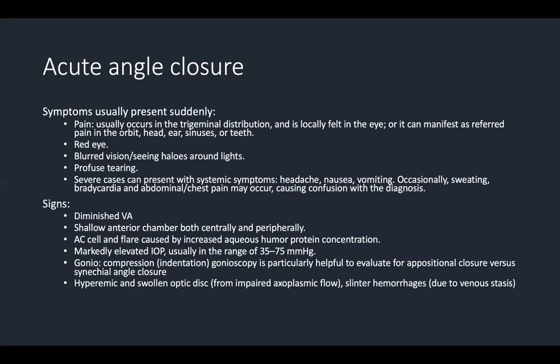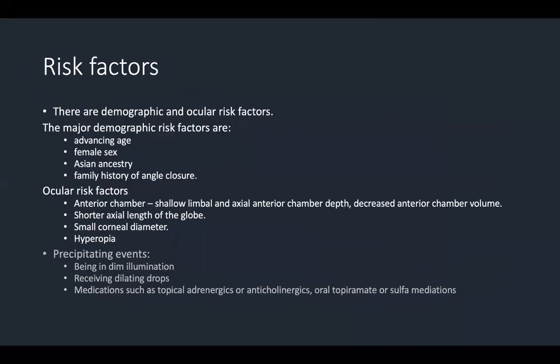I have some slides, which are too busy, just for review, like summary slides on some cases. These are the risk factors for angle closure, just for your knowledge: advanced age, females, Asians, family history. Sometimes they have precipitating events like being in dim illumination, dilating drops for other reasons like retina follow-up, other medications including antihistamines, or secondary angle closure related to topiramate or other sulfa medications.